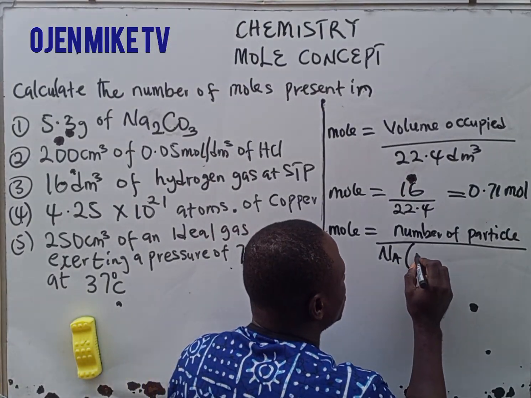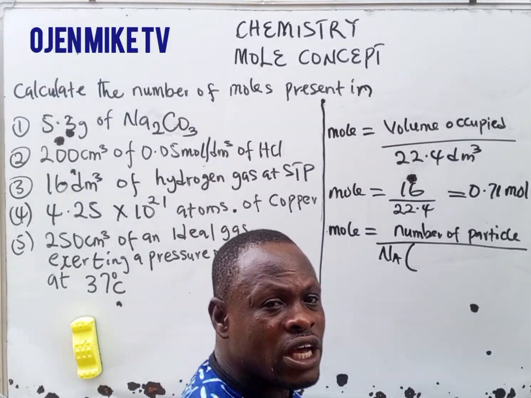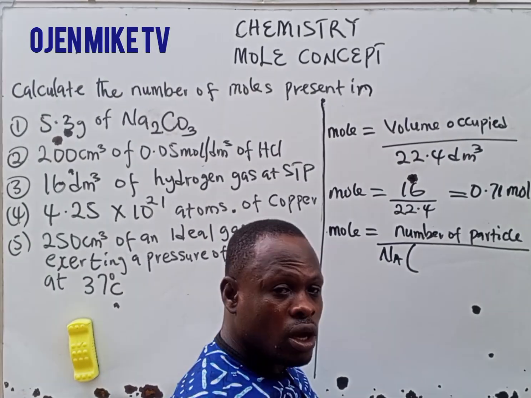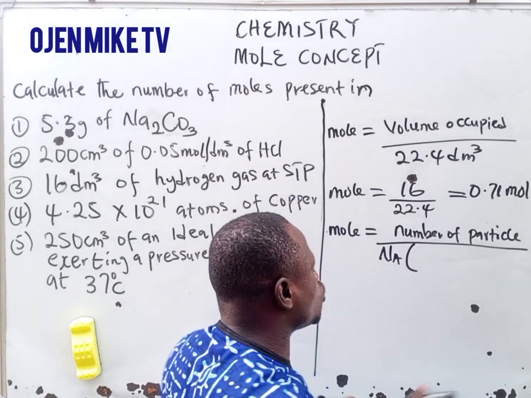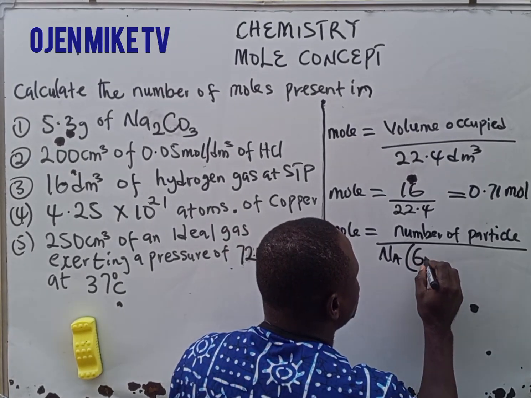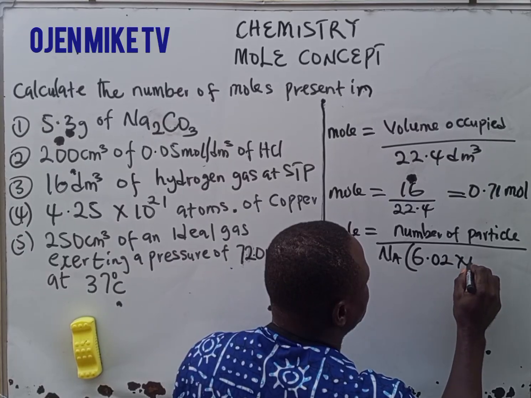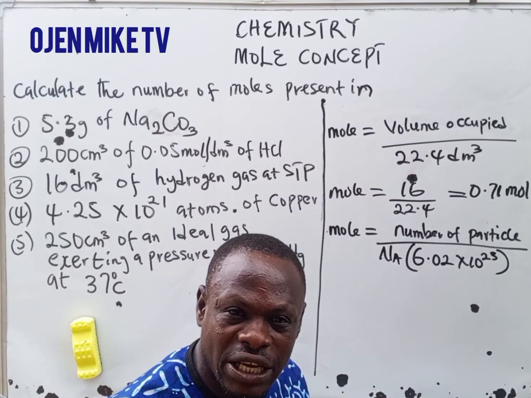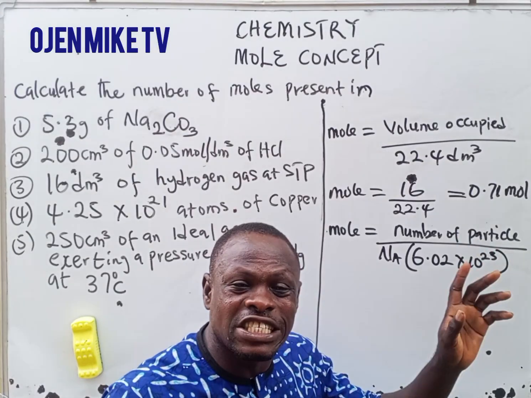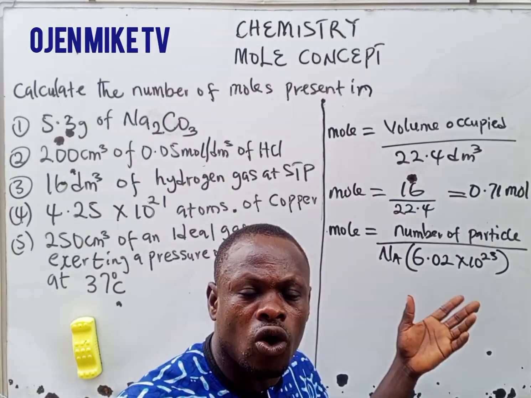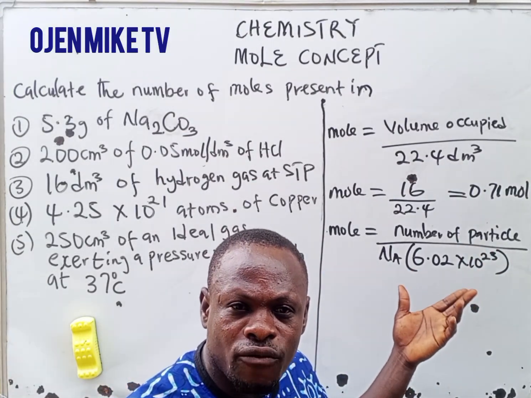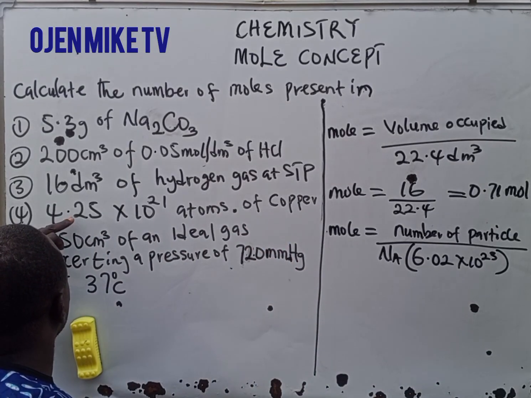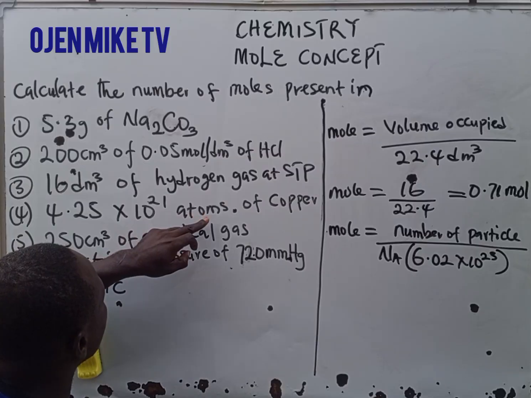So Avogadro's constant: 1 mole of any substance, of any particle, is 6.02 times 10 raised to the power 23. That is what we call Avogadro's constant. It is a constant, named to honor an Italian scientist called Avogadro. Do you get that? In this question, we are asked about 4.25 times 10 raised to the power 21 atoms.